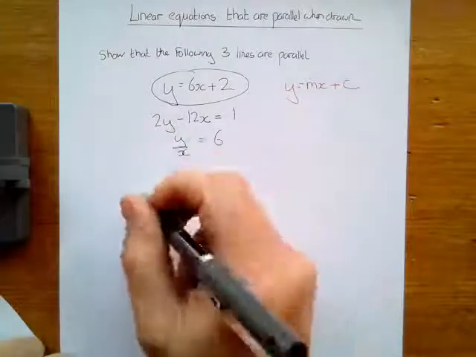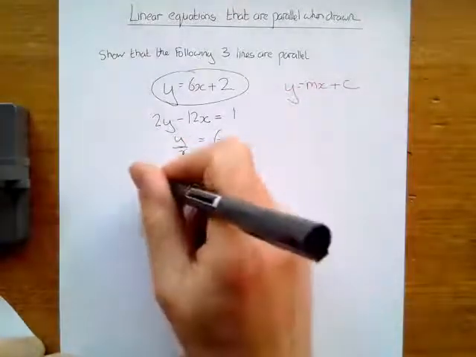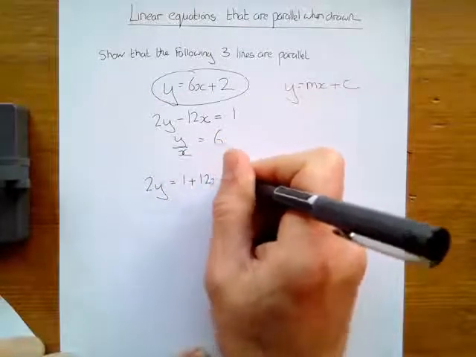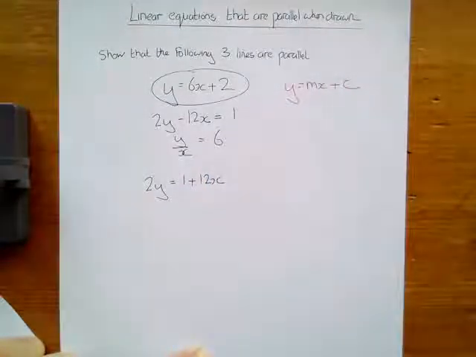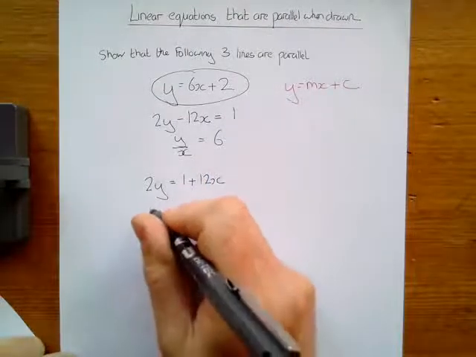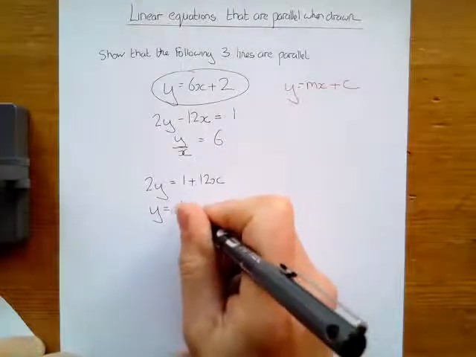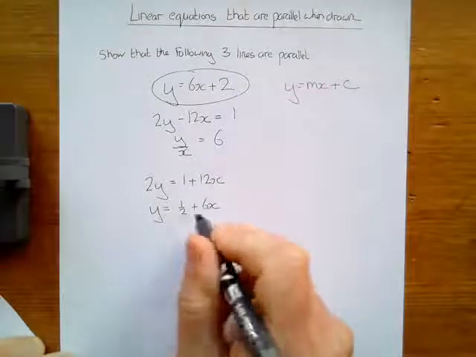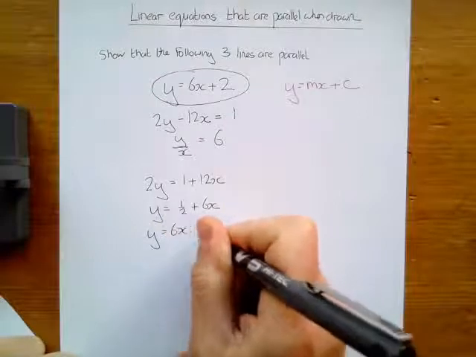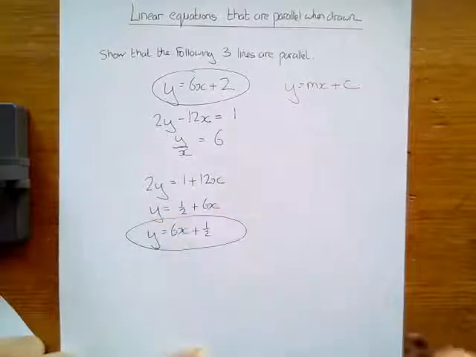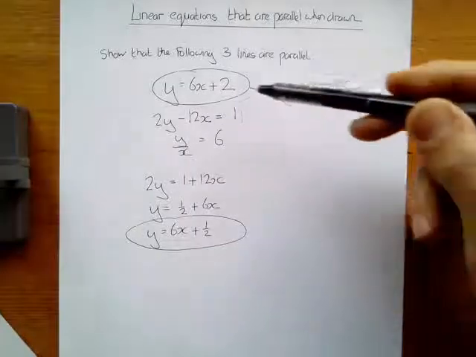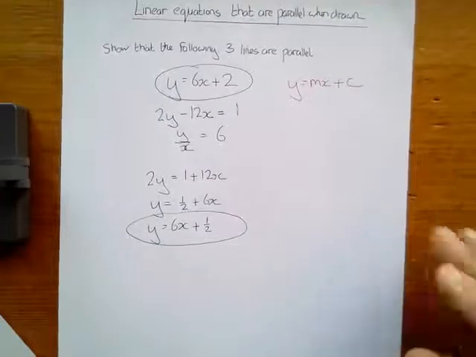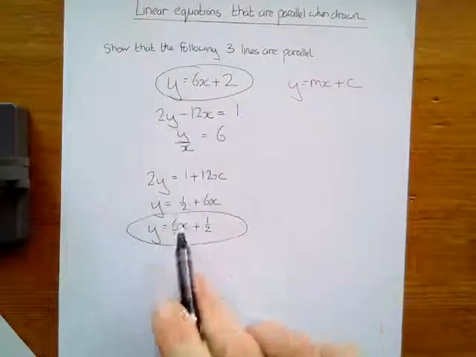So if I start with this one here, I've got 2y minus 12x equals 1, so we'll start by saying that 2y is equal to 1 plus 12x. And now I will divide both sides by 2 to give me y equals a half plus 6x. Just going to switch around these two here and I'll get y equals 6x plus a half. Bang, done. I can now see that these two equations here, if you were to plot them, would lead to a pair of parallel lines because they both have this 6 here.